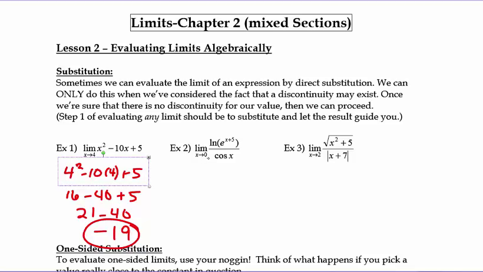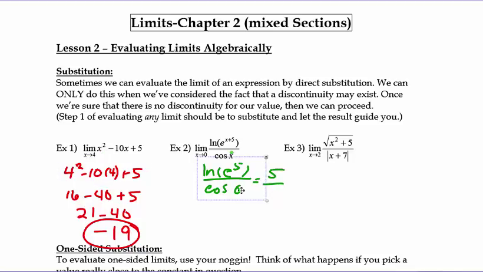Next one, x approaches 0. Well, this has discontinuities. When I have cosine x on the bottom, anytime cosine equals 0, this function doesn't exist. However, the limit in question, if I plug 0 in for cosine, cosine of 0 is 1. So this is not one of the discontinuities that happens to exist. So I'm okay just to plug in the value. So as x approaches 0, I have ln e to the 5th, and on the bottom, I have cosine 0. So ln of e to the 5th is going to be 5. Cosine of 0 is 1. So that limit equals 5.